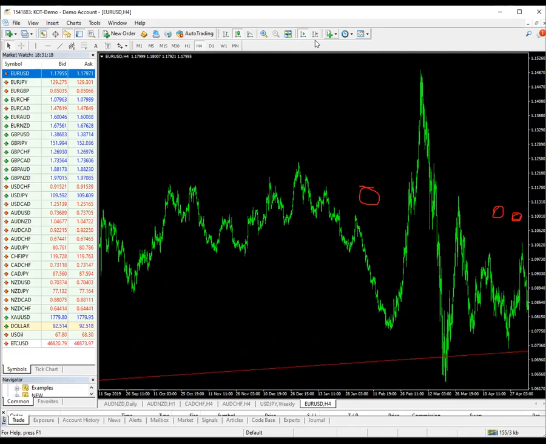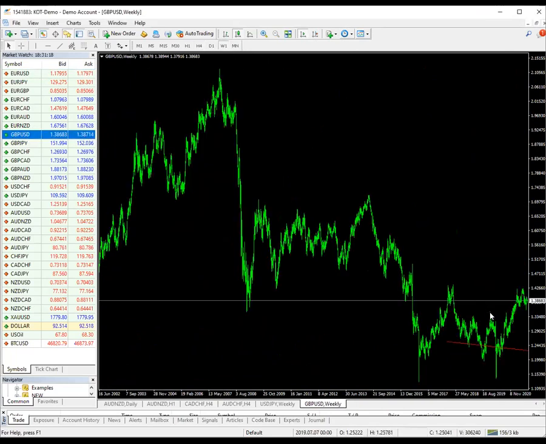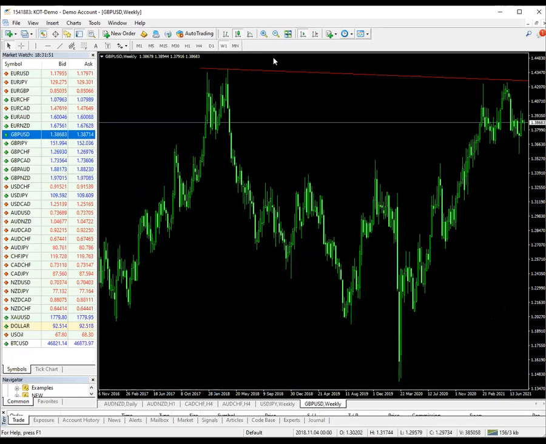Again, the rule says draw from the higher time frames, maybe GBP USD, weekly time frame. This is GBP USD. Let me delete this. It's the old one I drew. So look at it. Look at the tops. Can you connect the tops? Yes, I can connect these two tops here. That is a line.